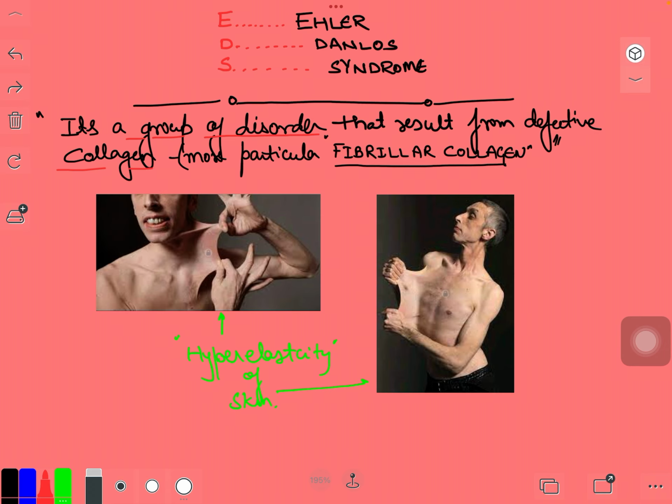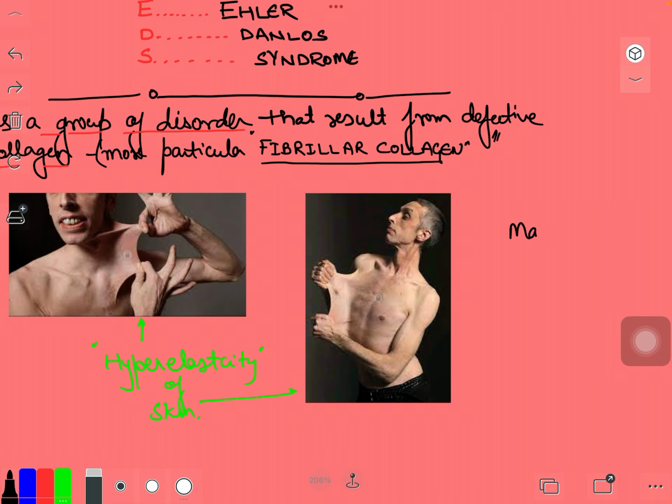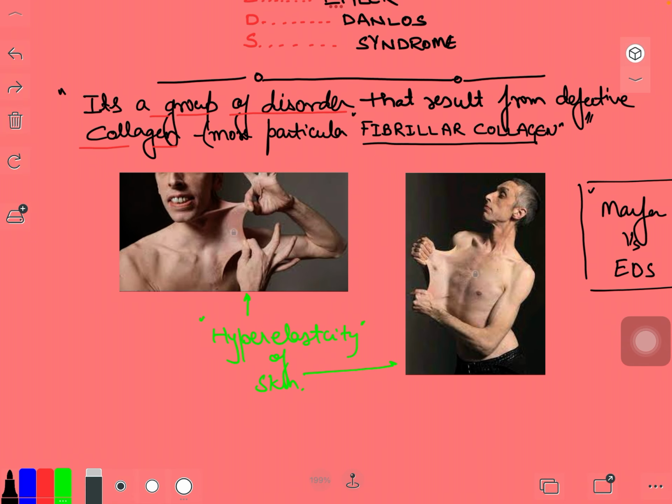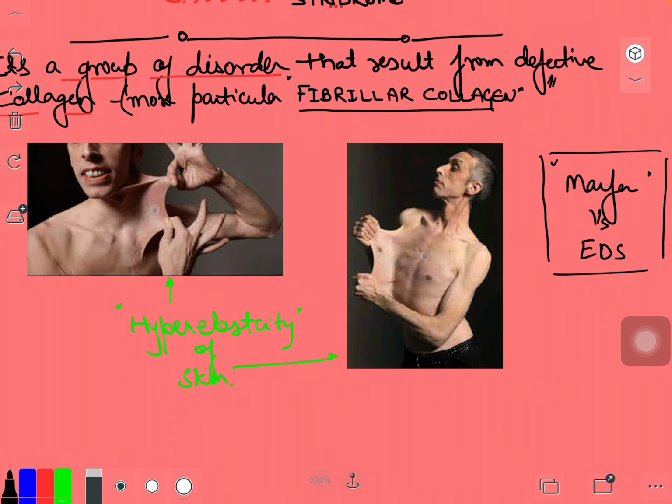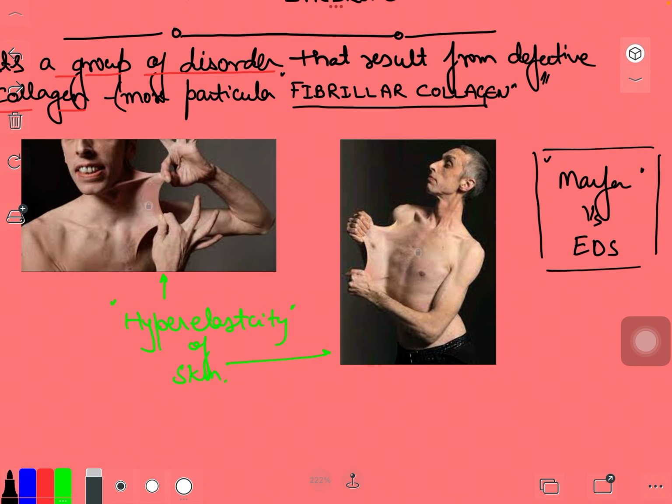See, one disease which is very much similar to EDS is our Marfan syndrome. Marfan versus Ehlers-Danlos syndrome. People get so much confused. Today we'll try to destroy this confusion. So Ehlers-Danlos syndrome affects collagen. Marfan is affected due to a problem in the fibrillin protein.